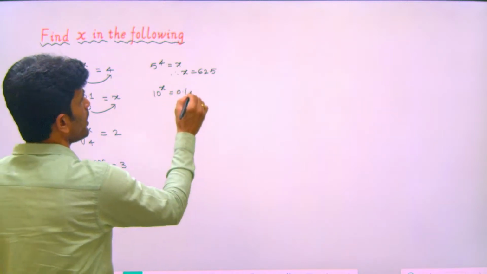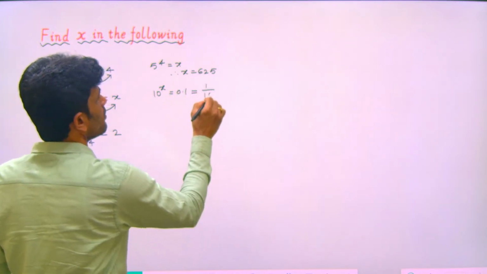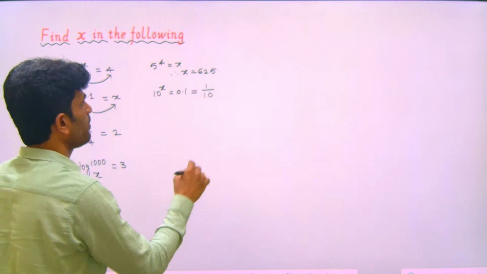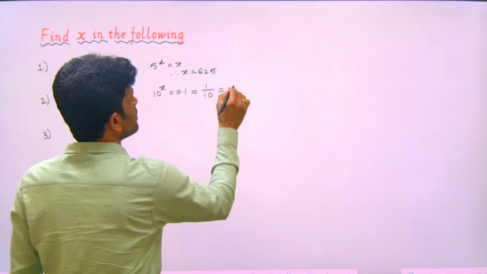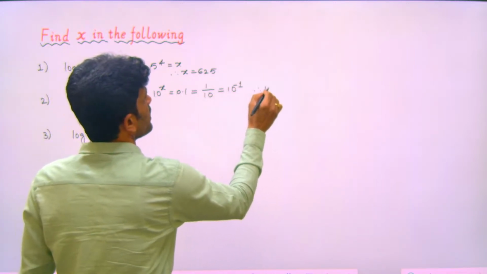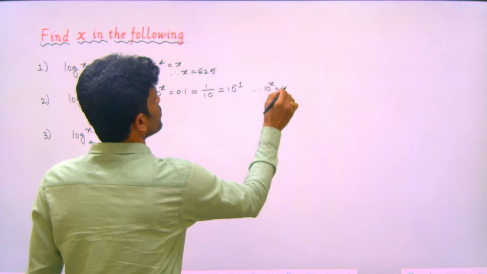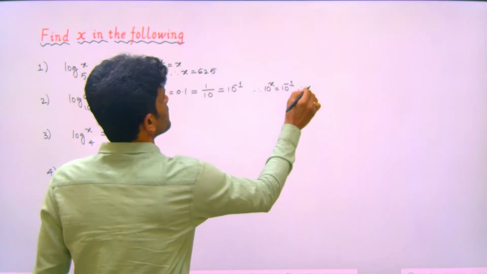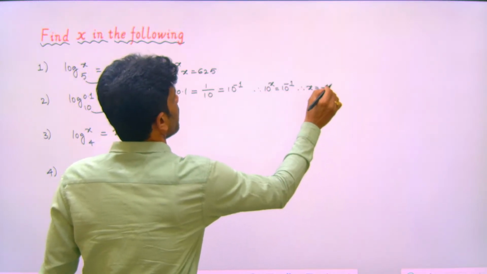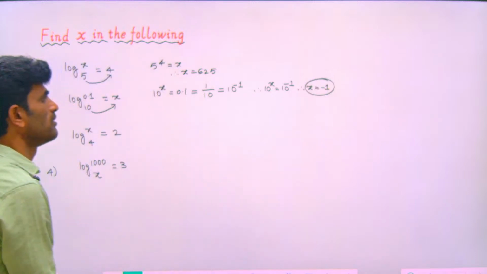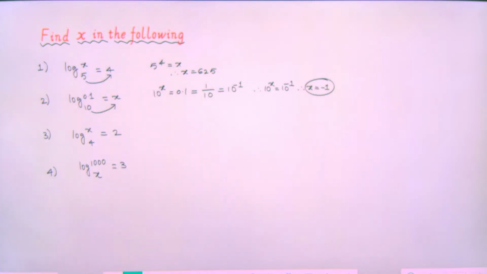What is 0.1? 1 by 10. Again, what is 1 by 10? 10 to the power of minus 1. Therefore, if 10 to the power of x is equal to 10 to the power of minus 1, x is equal to minus 1.